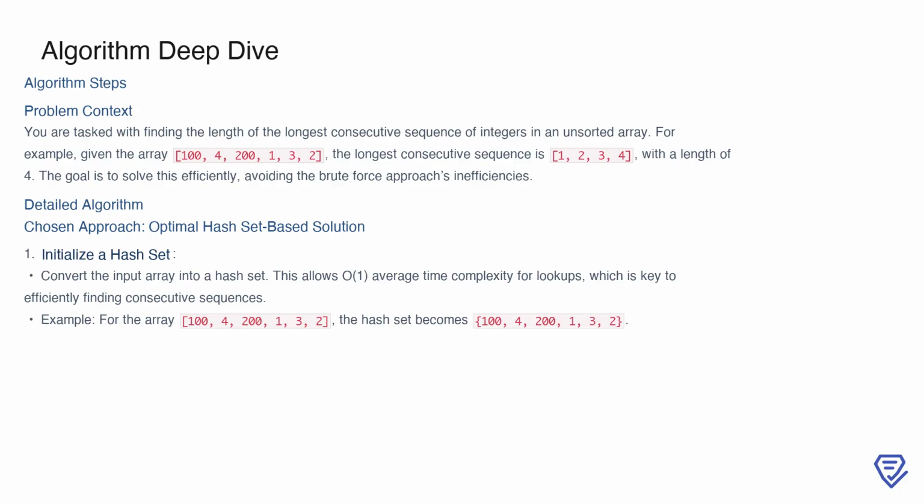First, we convert the input array into a hash set. This allows us to perform lookups in O(1) time on average. For instance, converting the array 100, 4, 200, 1, 3, 2 into a hash set results in 100, 4, 200, 1, 3, 2. This structure is key to quickly finding and managing consecutive elements in the array.